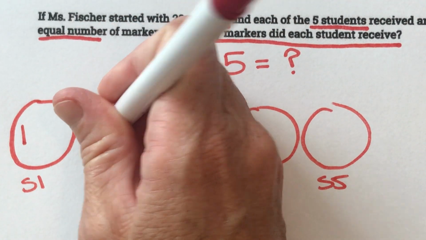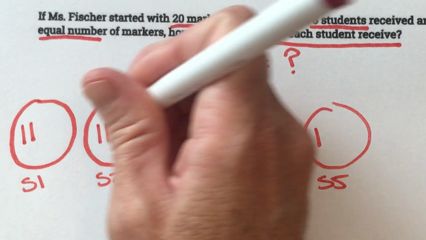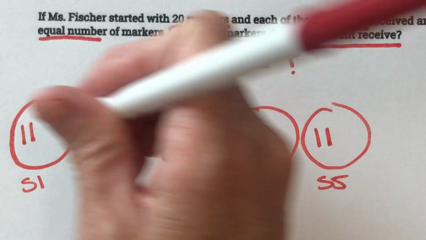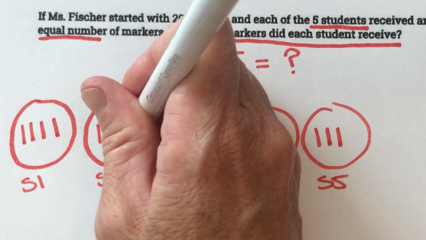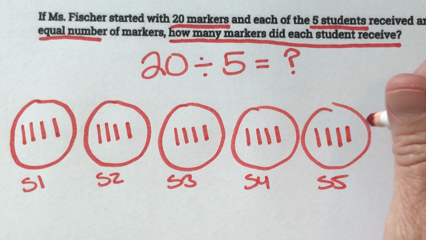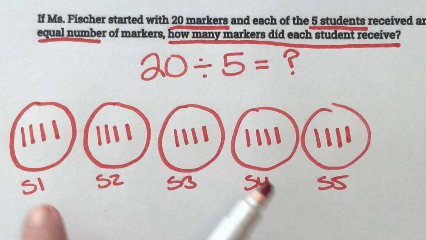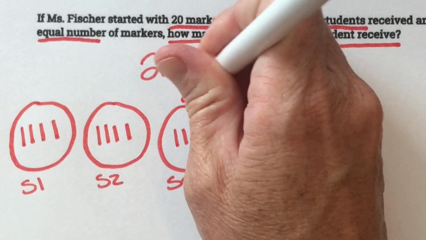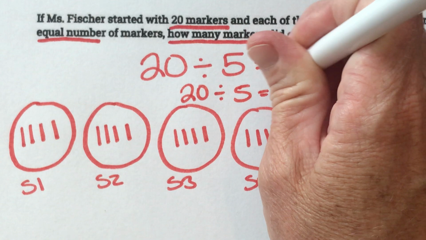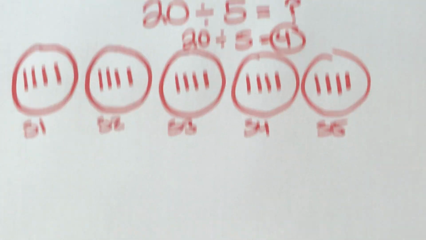Ready? 1, 2, 3, 4, 5. Ooh, I still have more to pass out. 6, 7, 8, 9, 10, 11, 12, 13, 14, 15, 16, 17, 18, 19, 20. And I'm stopping at 20 because I only had 20 markers to pass out. So each student got the same amount of markers. How many did each student get? Each student got 4 markers. So 20 divided by 5 equals 4. That is our answer.